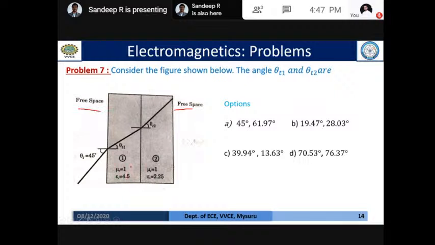And two mediums here. This is medium 1, which is having the value mu r is equal to 1 and epsilon r is equal to 4.5. In this region 2, mu r is equal to 1 and epsilon r is equal to 2.25. So you have to find the value of theta T1 and also theta T2. This can be determined using Snell's law. So we'll see how to do this.